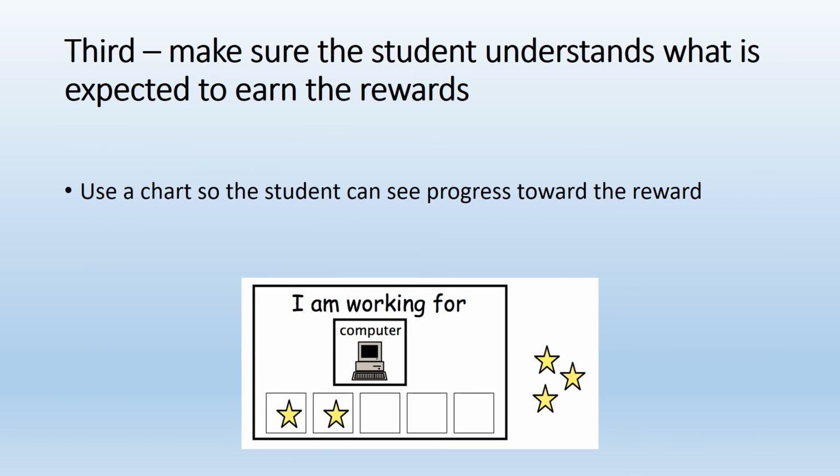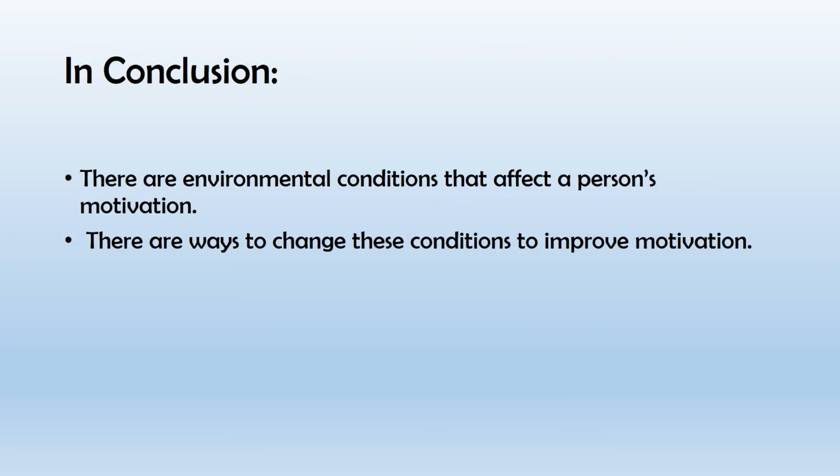We also want to make sure the student can see clearly what is expected to earn the reward, what exactly the student needs to do, and how much the student needs to do in order to earn that reward. Using a chart can make it clear that progress is being made toward the reward, and that's motivating. So in conclusion, there are environmental conditions that affect a person's motivation, and there are ways to change these conditions to improve motivation.